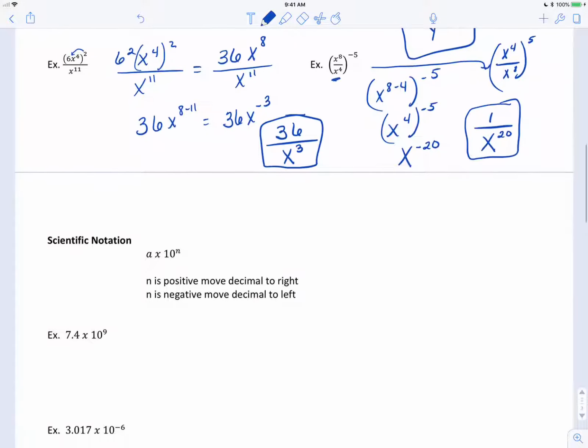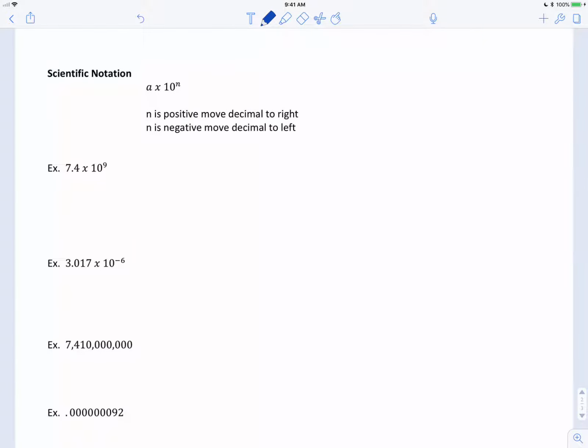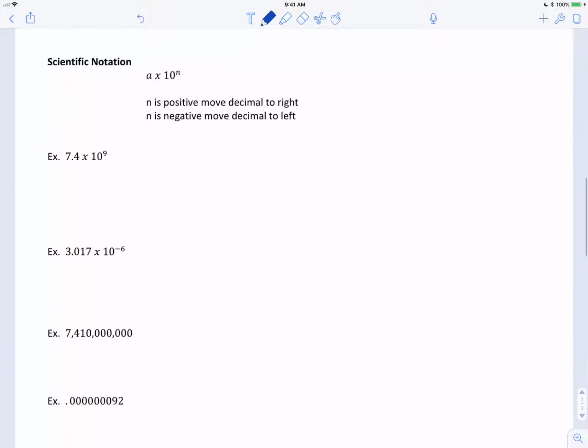Okay, so let's talk about scientific notation. So scientific notation is always written in x times 10 to some power. So like when you get super rich someday and you're having to count your money and you just are losing track of all the zeros, you're going to want to write them in scientific notation. So if n is positive, then you're moving that decimal to the right, and if n is negative, you're moving that decimal to the left.